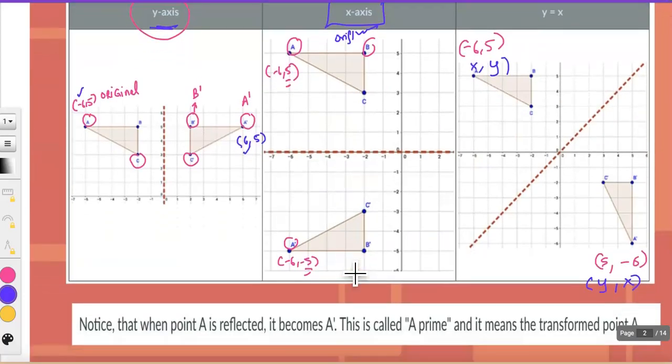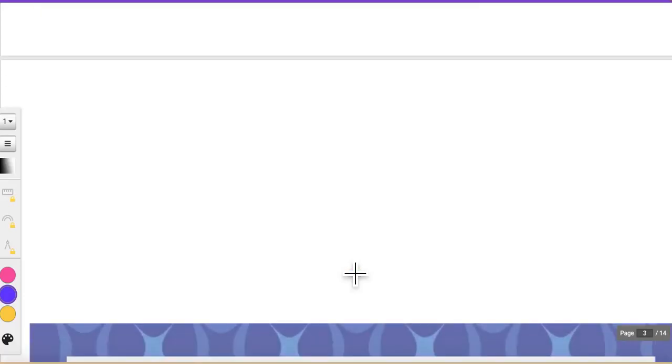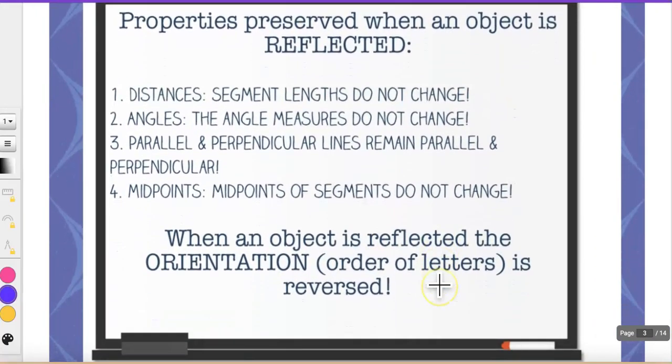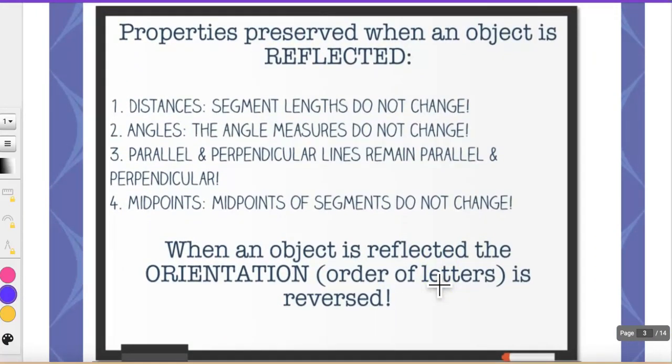Please take notes wherever it is applicable. Now, these are the properties which are preserved when an object is reflected. The length of the segment does not change. Angles will not change. Parallel and perpendicular lines remain parallel and perpendicular. And midpoints do not change.